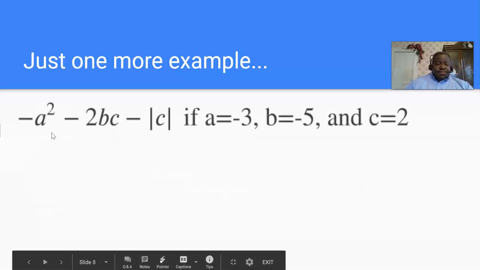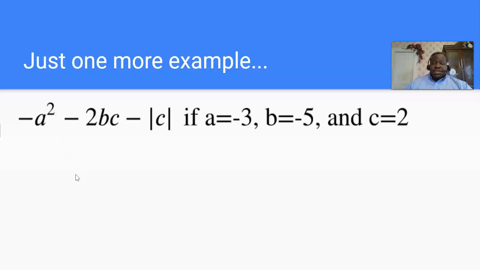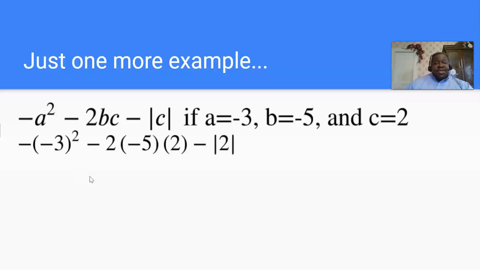Our last example: negative a squared minus 2 times b times c minus the absolute value of c. So we have the absolute value that shows up this time, which is different from the previous examples. A is negative 3, b is negative 5, and c is positive 2. So the first thing is we're going to put them all in parentheses. Since the c is by itself, you remember we said the absolute value is on the same line as the parentheses in terms of grouping symbols, so that's not going to change the value. That's fine like it is.